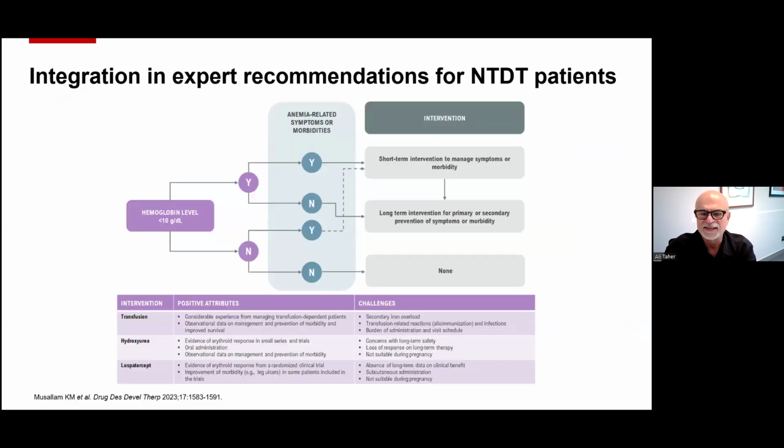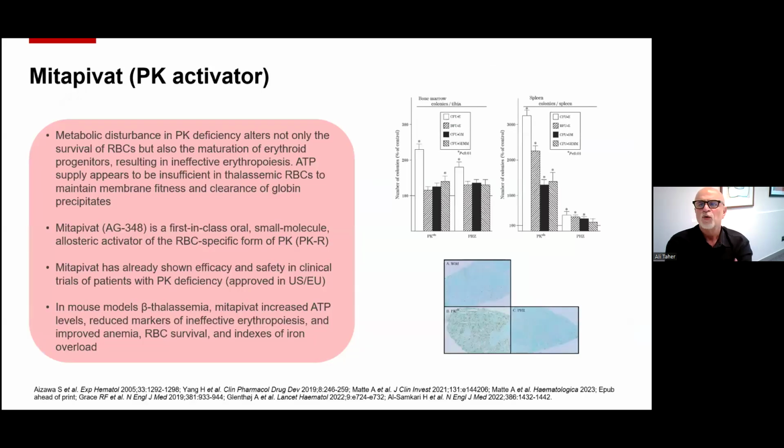So this is how we integrated it in the guidelines. Is there something new other than luspatercept? Yes, mitapivat, which I told you we will be presenting the anti-DT data at the EHA. I'm sure you know that it's a pyruvate kinase activator, and it was approved for pyruvate kinase deficiency. However, it improves the ATP of the red blood cells, and it has shown very good results in both TDT and anti-DT. The anti-DT data is out. We will be showing it at EHA, and hopefully the TDT data will be out, and we will be showing it at ASH.